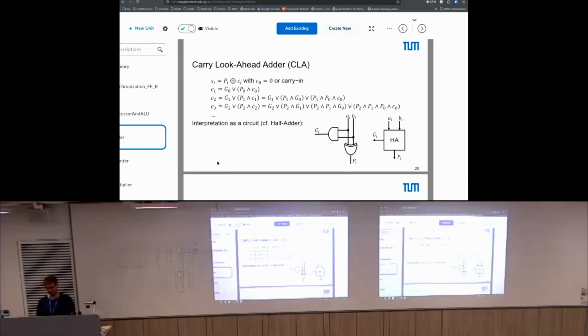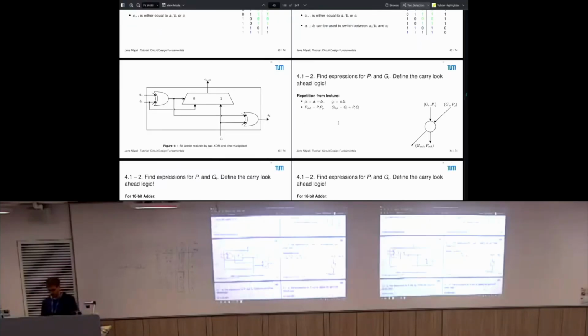Okay, this was a short recap about this different representation of the carries. Are there any questions regarding that, or is that clear so far? No questions. All right. Then let's continue with our task.